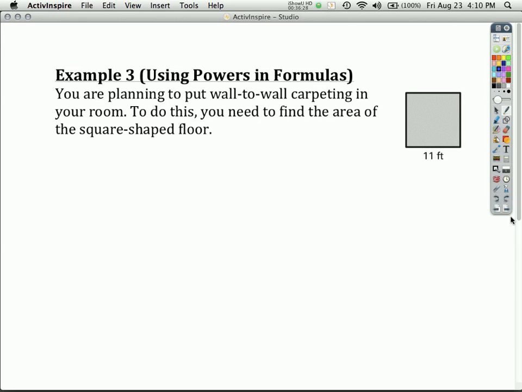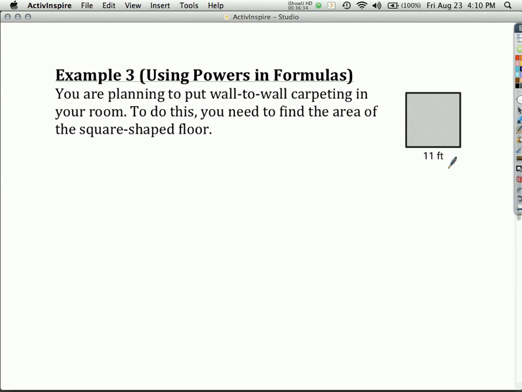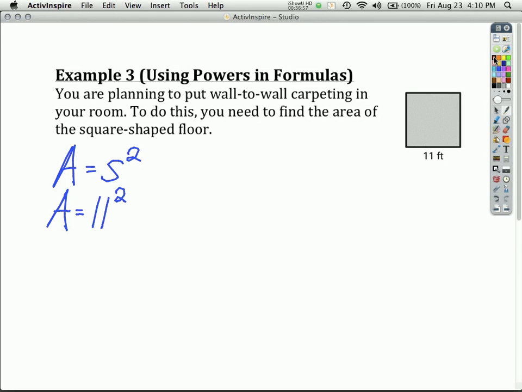So if we have a square floor that's got 11 feet on one side, and we need to find the area, it's quite simple. Area equals side squared. Some of you can probably do this mentally. Area equals 11 squared. So what will the area be for this floor? Got 5 people who think they can do it. Danae? 121 feet. Pretty good.